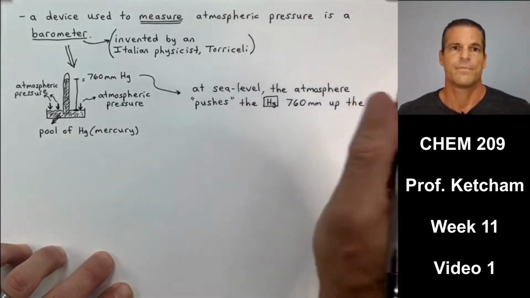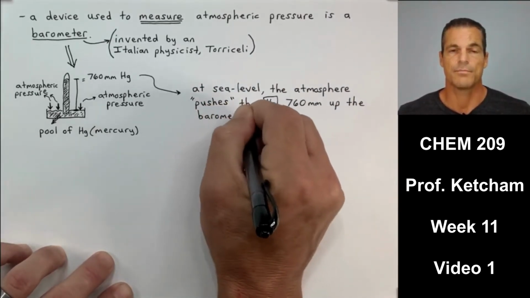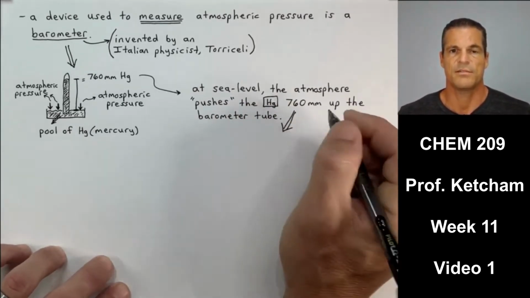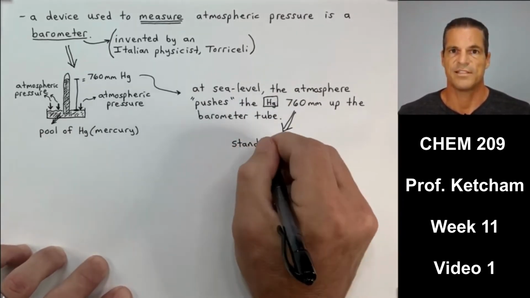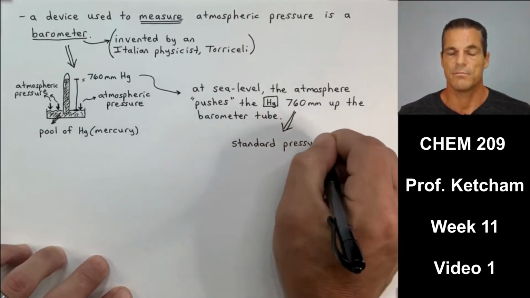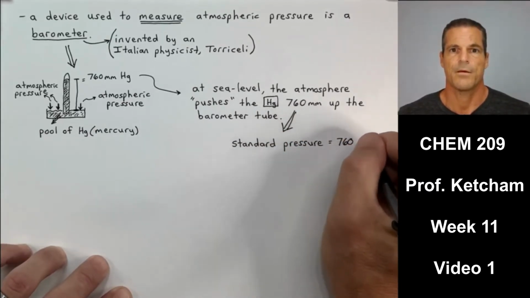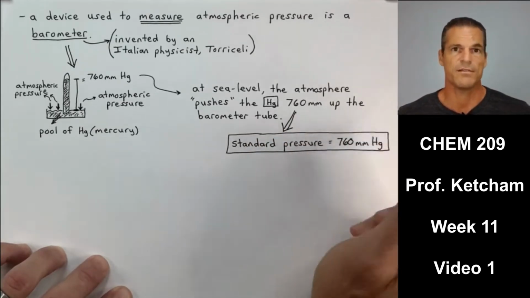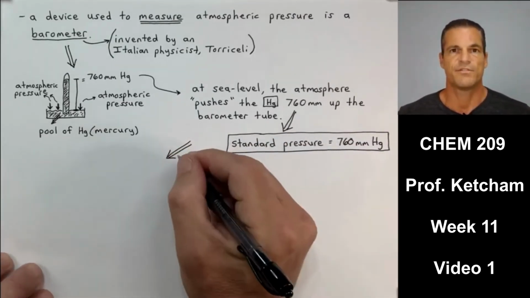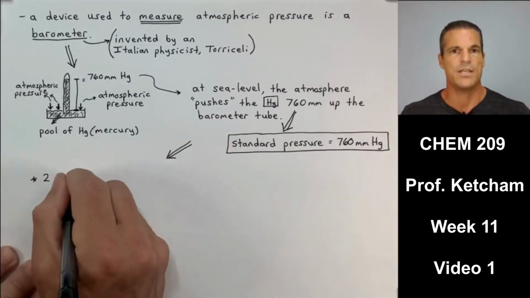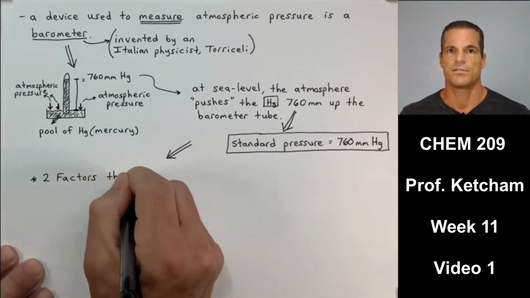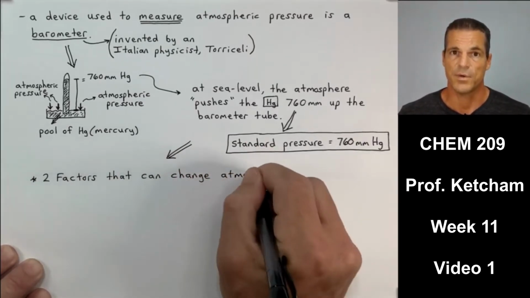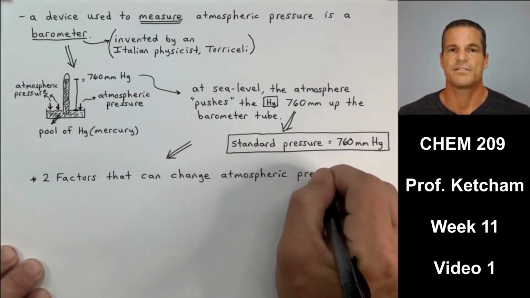Okay, now we call that standard pressure. Standard pressure is 760 millimeters mercury. All right, now that little mmHg is one particular unit for pressure, right? Units of distance, for example, inches, meters, kilometers, furlongs, centimeters. You get the idea. We have different units for pressure as well. We'll get to that in just a bit.